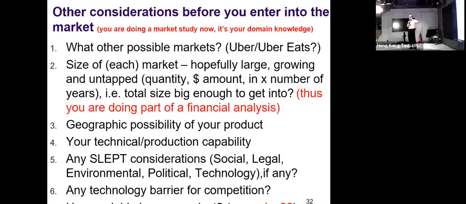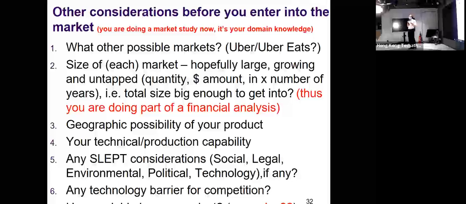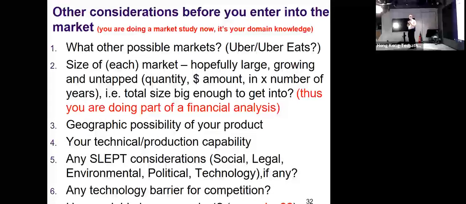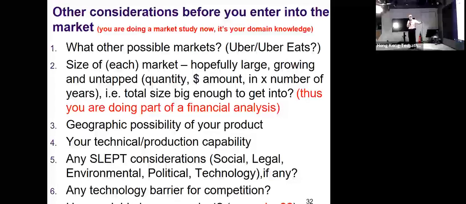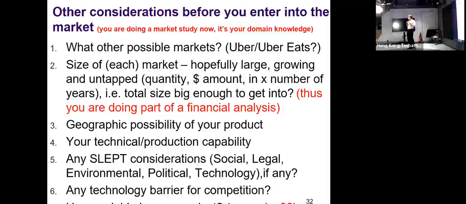Right? So I'm talking about geographic possibility, your technical and production capability. Now, sometimes think about what I call the SLEPT consideration: social, legal, environmental, political, and technology. Sometimes this consideration may not necessarily apply to your particular work of uncertainties, but it would be nice to go through it. There's an impact. Any technology barrier or competition?